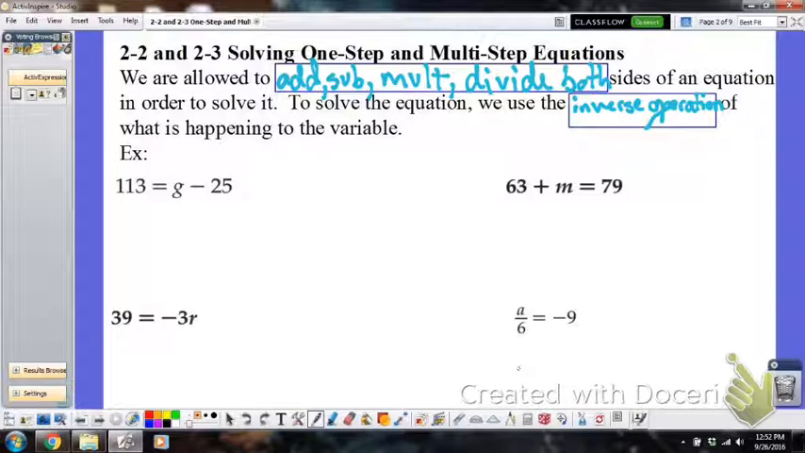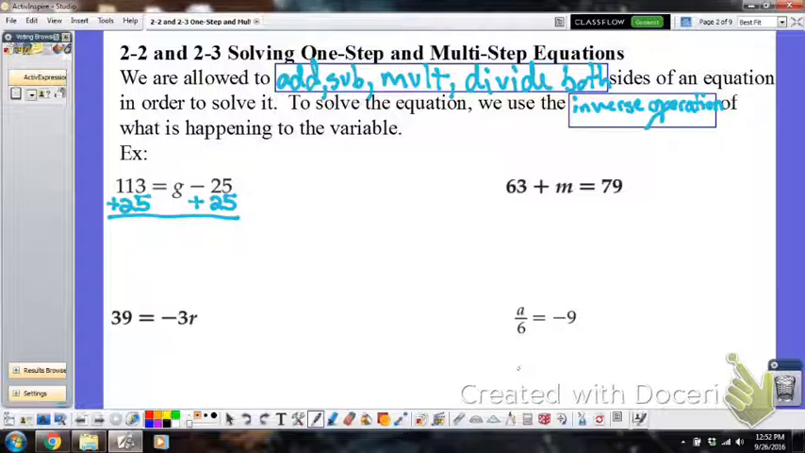So let's take a look at our first example. 113 is equal to g minus 25. Well, if you notice, we are subtracting 25 from g. So in order to solve the equation, we have to use the inverse operation. The inverse operation of subtraction is addition. So we are going to add 25 to both sides of my equation. Remember, we have to do it to both sides in order to keep this equation balanced.